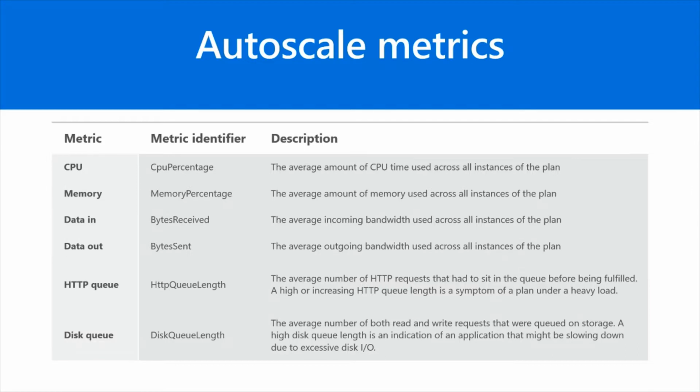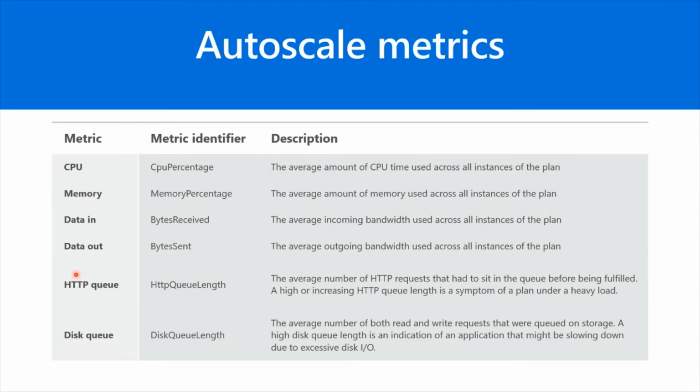You can also perform autoscale based on common web server metrics such as HttpQueueLength. Its metric name is HttpQueueLength. This table lists available metrics from web apps. So here we have all the things from the web app metrics.